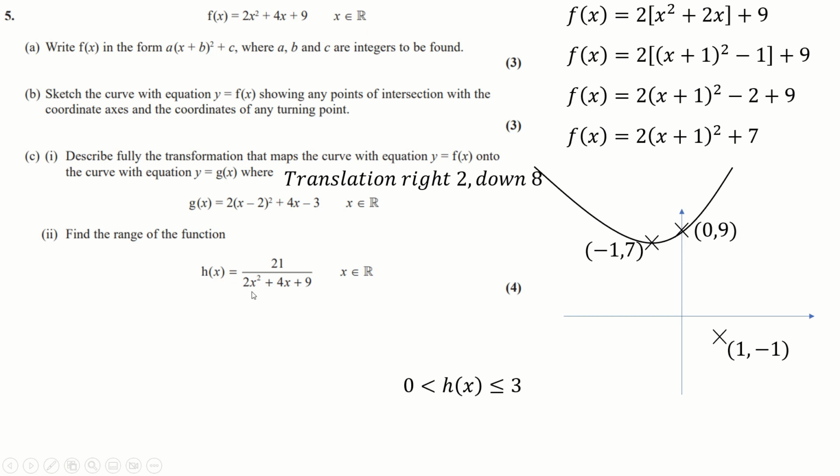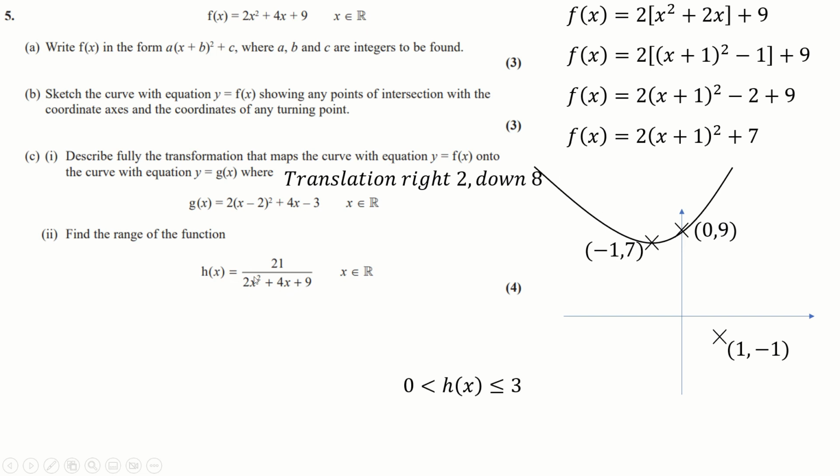So when we're looking at this, the largest we can possibly divide by is infinity, which is going to make h of x like 0, right? 21 over a really, really big number just goes to 0. The smallest thing we can divide by is 7, because that's the smallest thing the function can be.